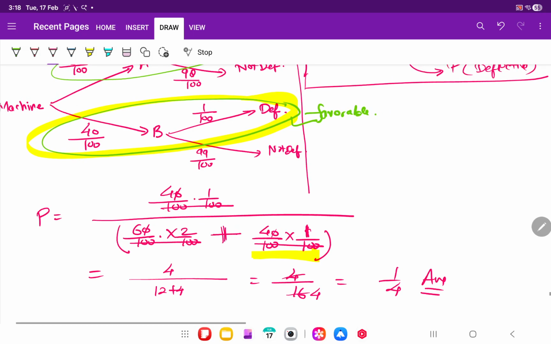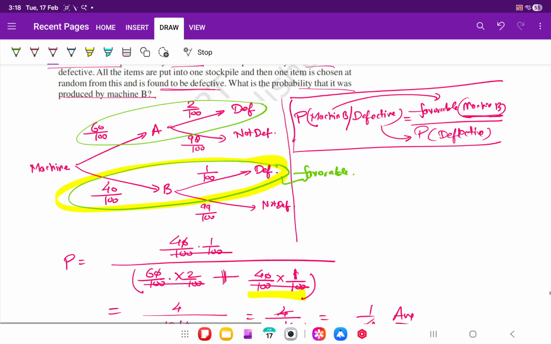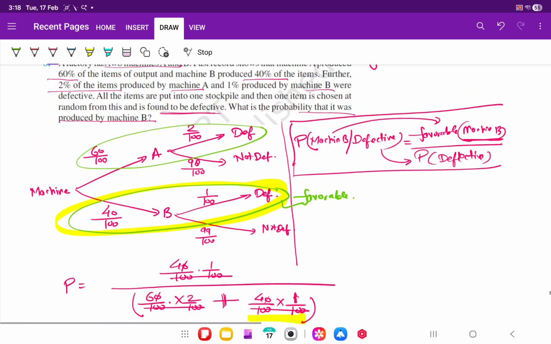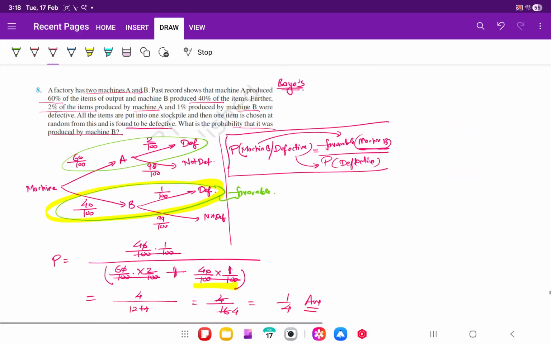Okay. So this is the defective machine problem. It's a very easy problem. Similar problem we did in example. You can try it on your own.